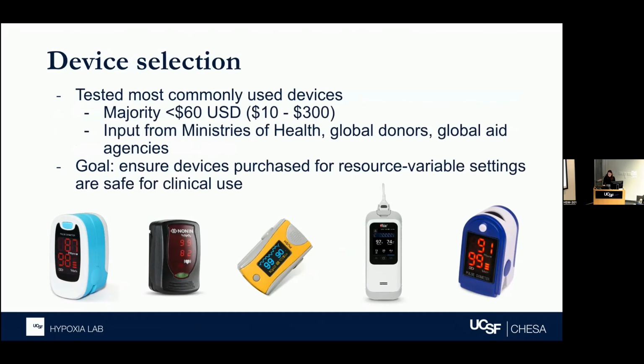So the way we selected these were selected with the goal of basically including the most commonly purchased and commonly used devices, with the majority of these being less than $60 US. And we selected them by getting input from ministries of health, global donors, global aid agencies, and looking also at which ones were most commonly purchased. So our goal is to really ensure that the devices that are being purchased for or by resource-limited areas are safe for clinical use. And below are just some photos of various oximeters that we have or are testing.